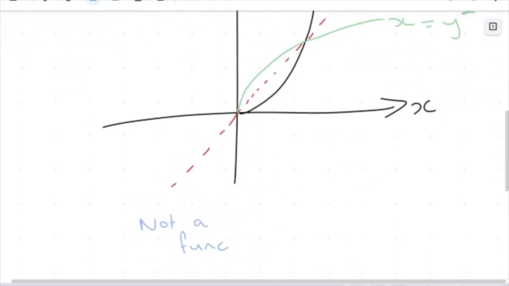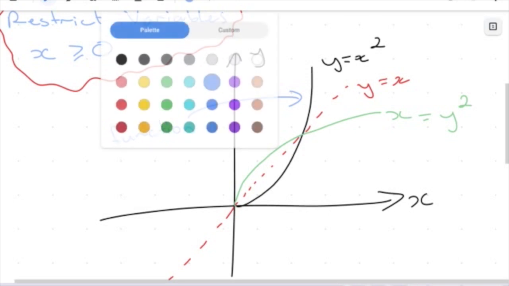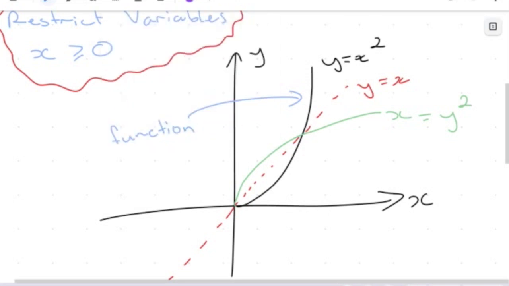Now we have our original function. This guy here in black, that's our function. And the thing in green is our inverse function. And we got here by restricting some variables.